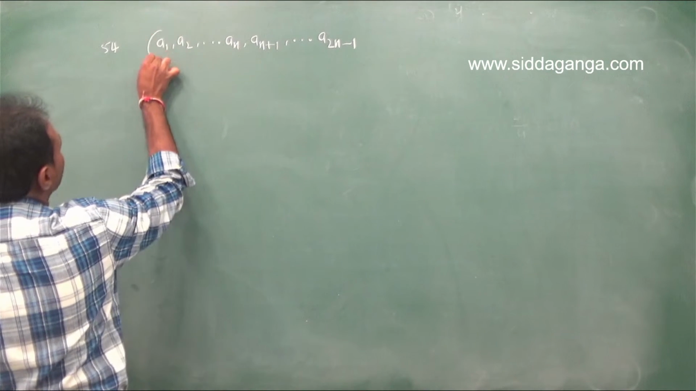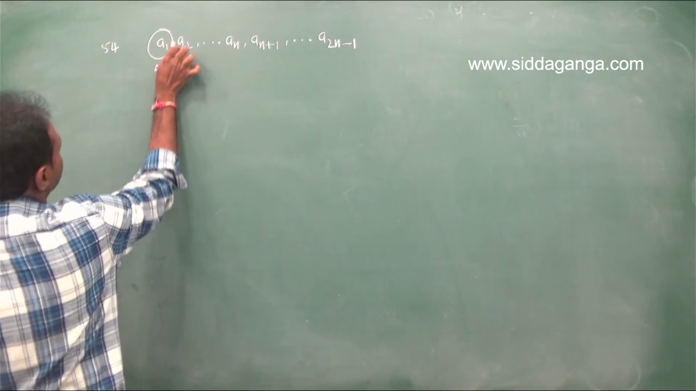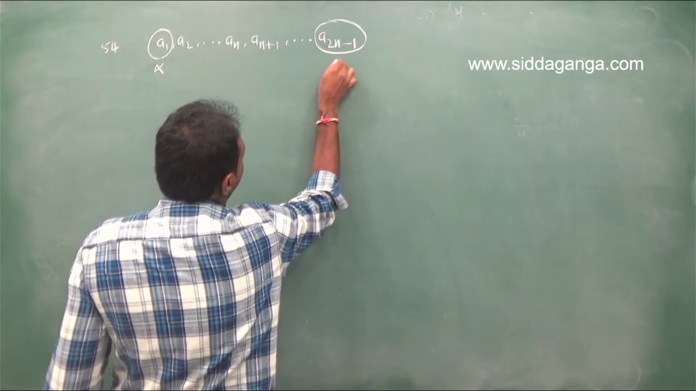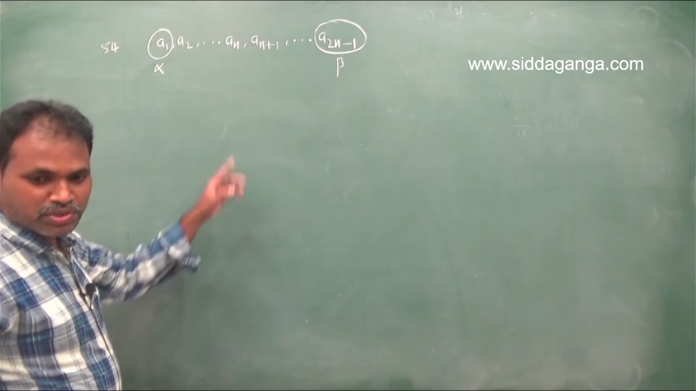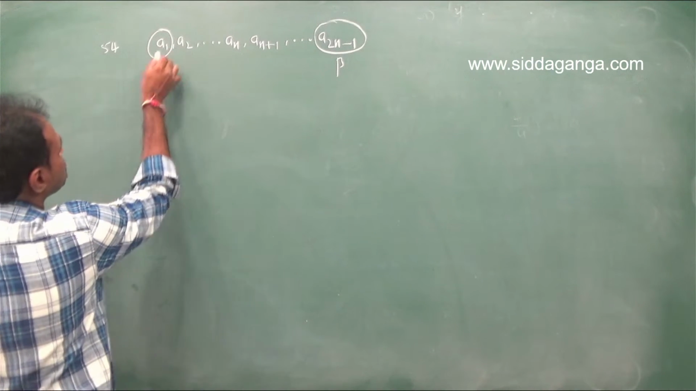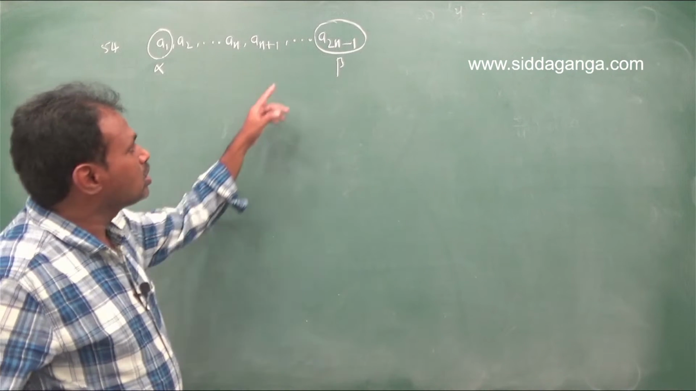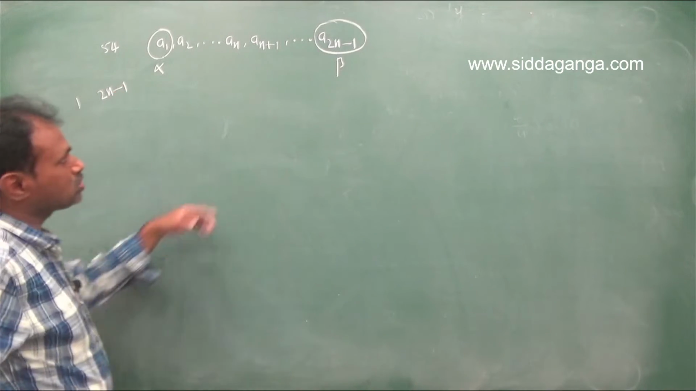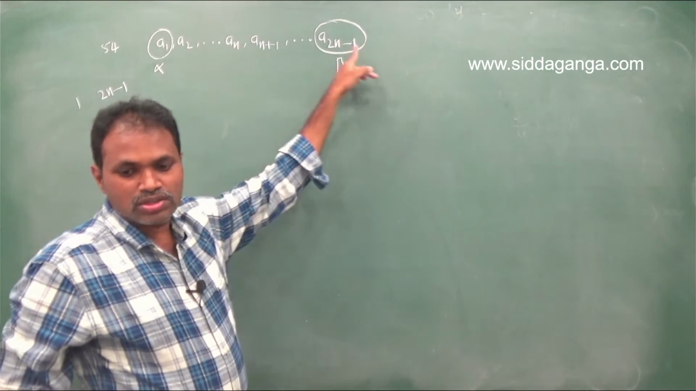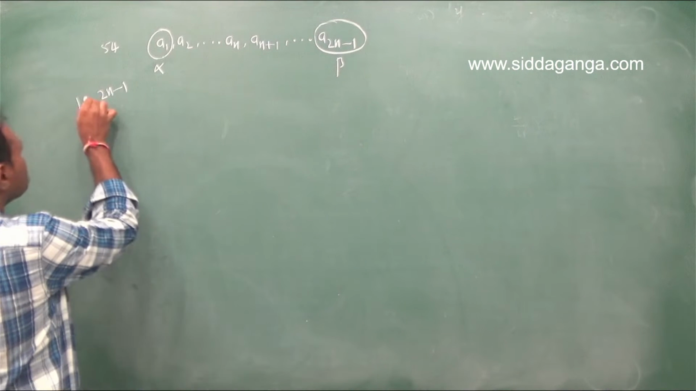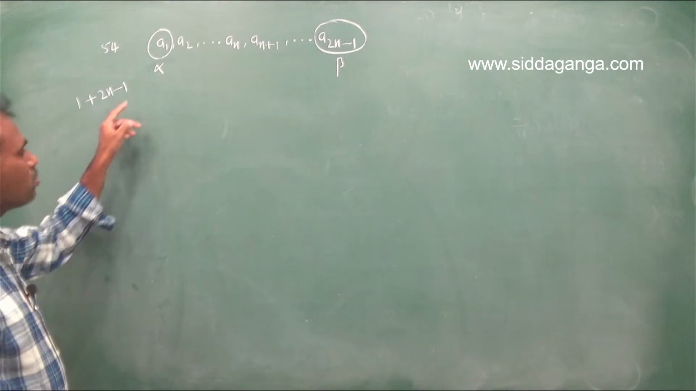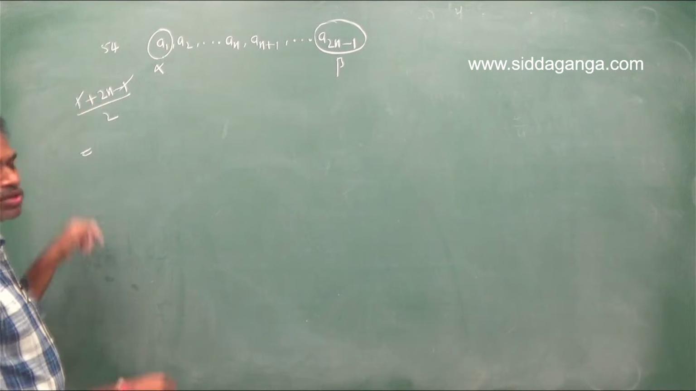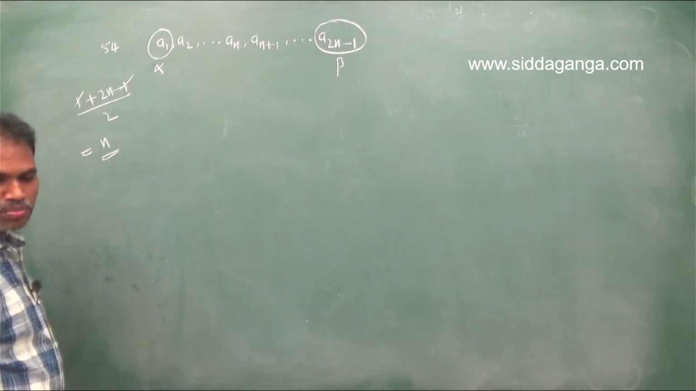The first term I am taking as alpha, and the last term as beta. Here the first term is a1 and the last term is a(2n minus 1). Therefore the middle term is (1 plus 2n minus 1) by 2. The minus 1 and plus 1 cancel, and 2n by 2 means n. Therefore the middle term is an.